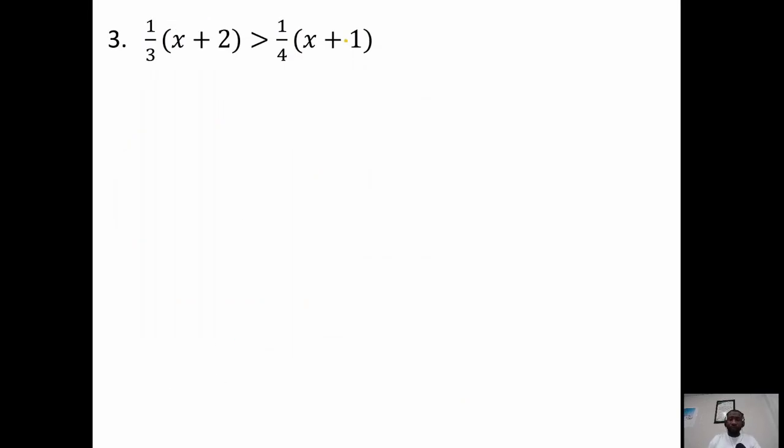Let's look at this number. We have 1 over 3 multiplied by x plus 2 greater than 1 over 4 multiplied by x plus 1, right? To make it easy, you have to find the LCM, right? And the LCM, you just have to multiply the two denominators. That is 3 multiplied by 4, which is going to give us 12. So now I multiply the whole of the left-hand side or the right-hand side. I multiply that by 12.